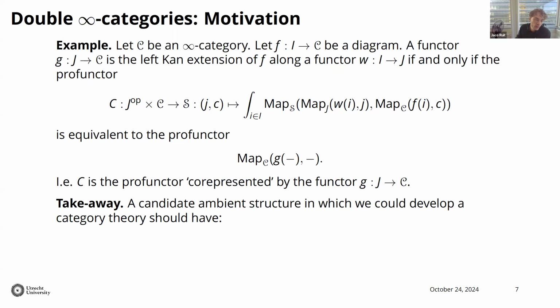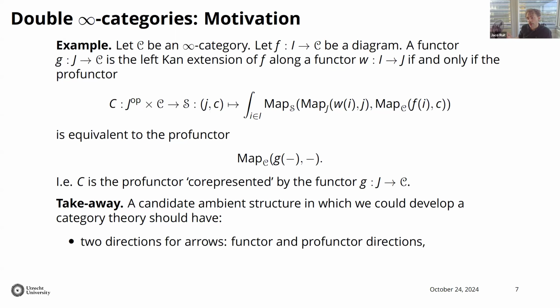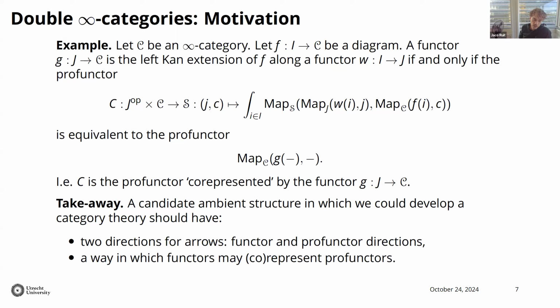So the takeaway from this guiding example is that the candidate ambient categorical structure in which we could develop a category theory should have two directions for arrows. It should have a functor and a profunctor direction. And it should also have some way in which functors may represent profunctors. Like in this example, you would say that C is the profunctor that's co-represented by the functor G. Right, so this is the motivation, and now we want to make this more precise.